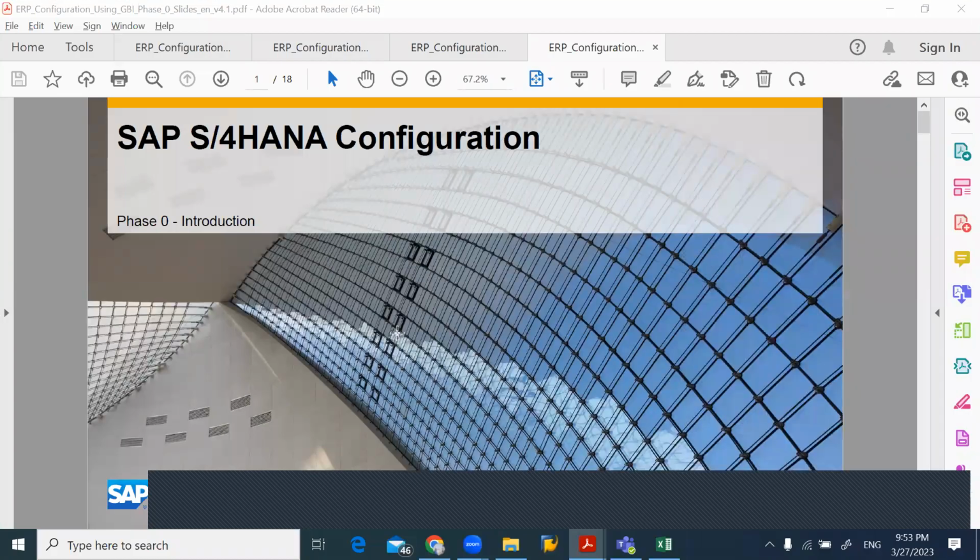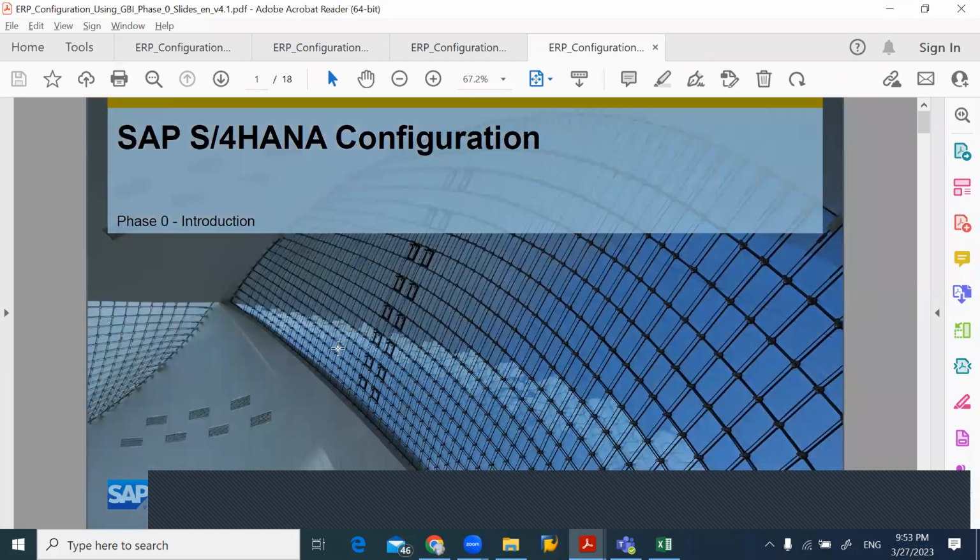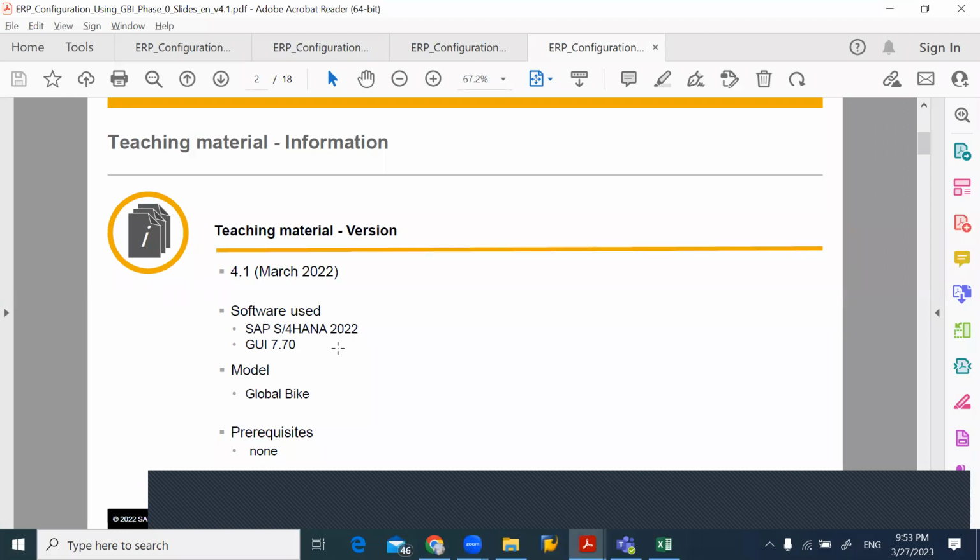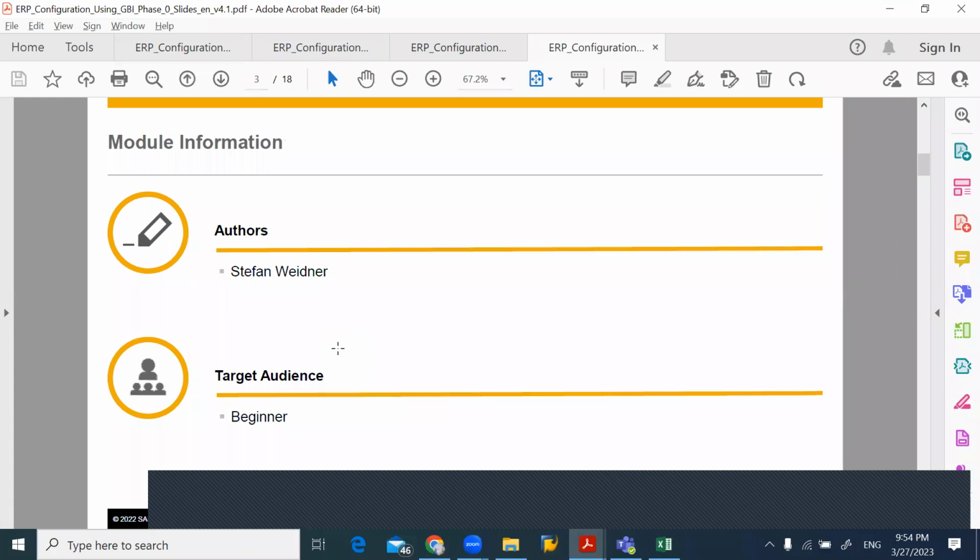Okay, welcome to the SAP S4HANA configuration course. This is the first phase that we'll be working on. No prerequisite required for this course. This is for the beginner level.